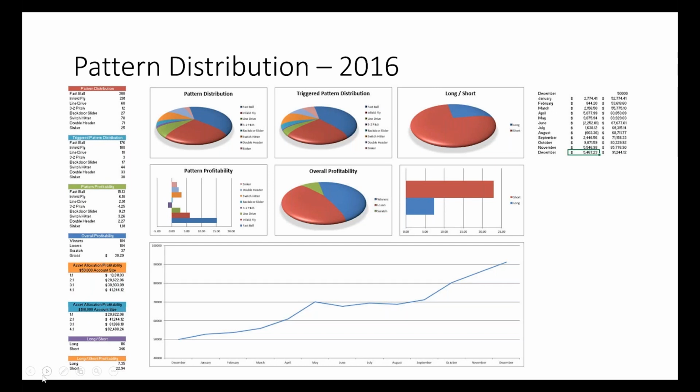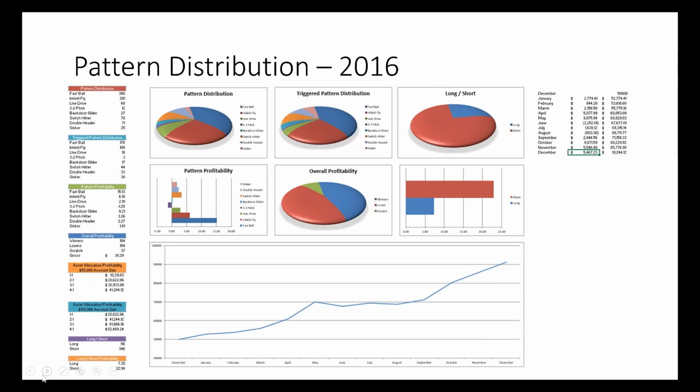But the pattern that I'm going to talk about today, fastball, the expansion of range and volume, you can see in that chart on the top left where it says pattern distribution, the blue wedge is fastball. That's how many times I found the pattern when I was scanning for patterns during the year. How many times did fastball, the expansion of range and volume, come up?